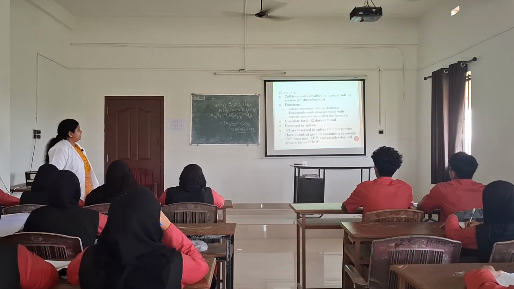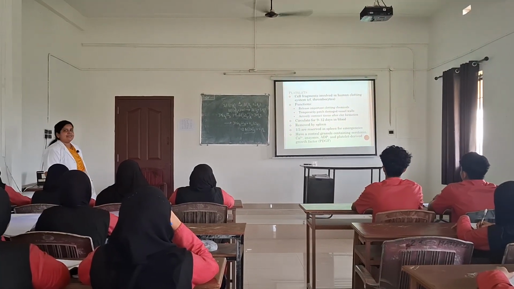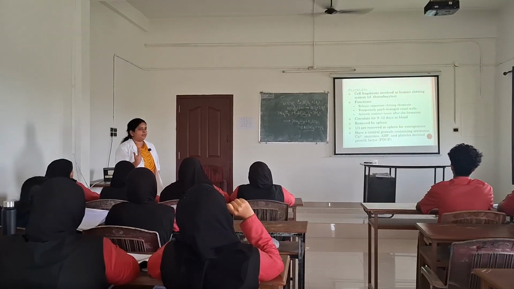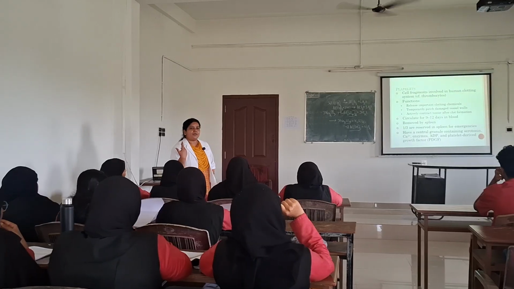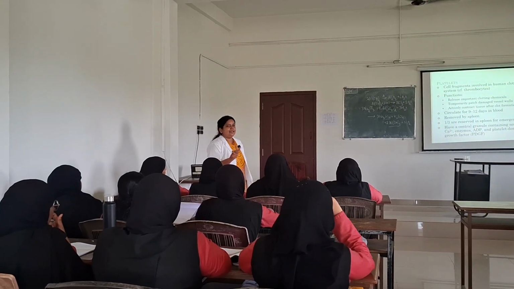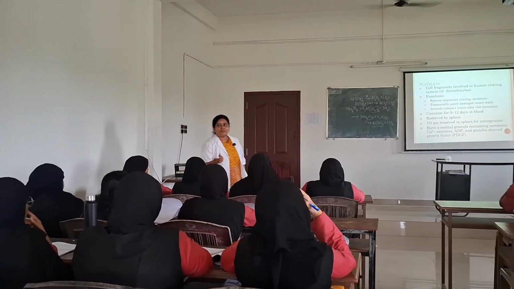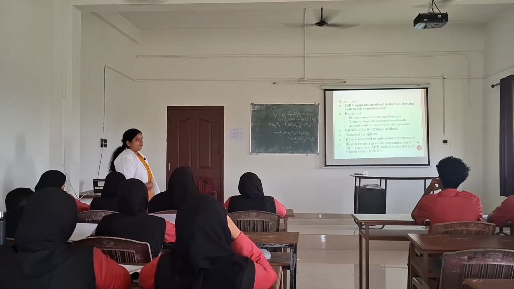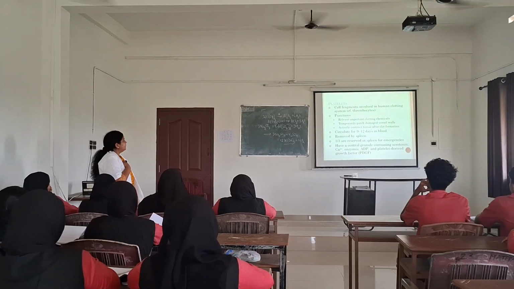Platelets circulate for 9 to 12 days in blood and are removed by the spleen. Like RBC, platelets are also removed by the spleen. But RBC takes 120 days, whereas platelets take about 9 to 12 days. And one third are reserved in the spleen for emergencies.